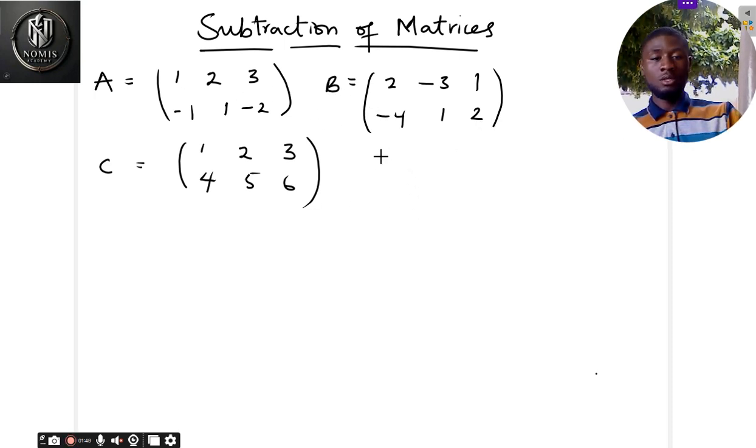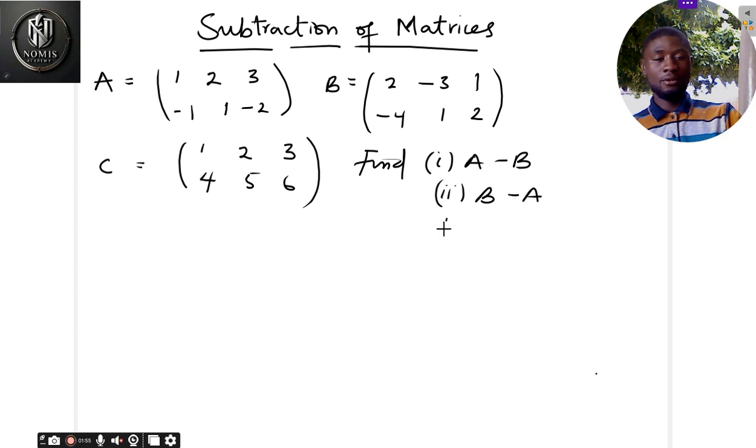So the question says we should find Roman figure 1, A minus B, Roman figure 2, B minus A, Roman figure 3, A minus C, Roman figure 4, B minus C.